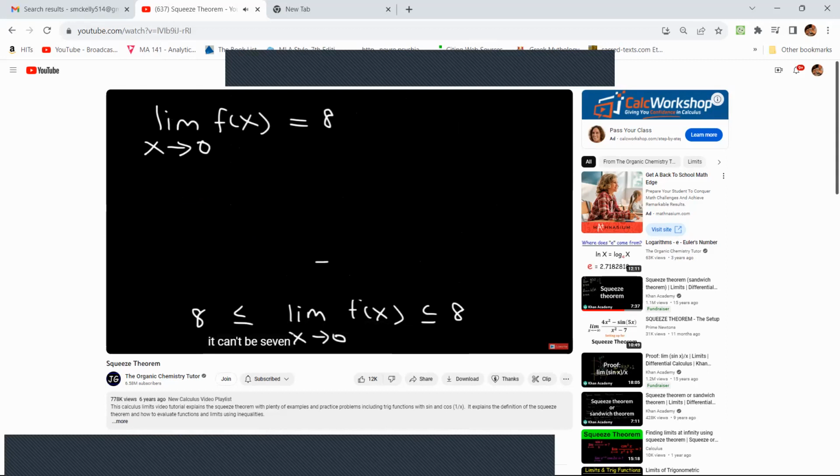It can't be 7, even though 7 is less than 8, because 7 is not greater than 8. And it can't be 9, because even though 9 is greater than 8, 9 is not less than 8. They're both squeezed. The only way this can be true is if we have an 8 in the middle. Then they're all equal to each other.